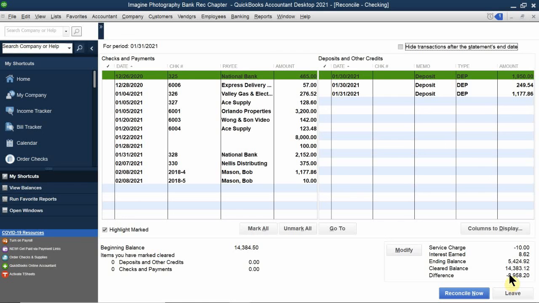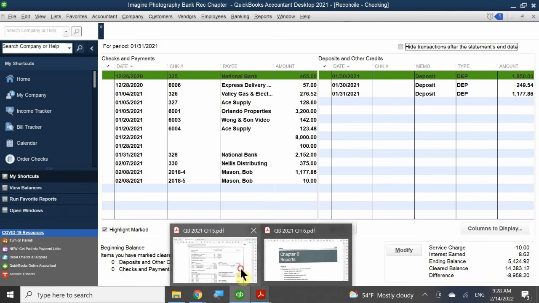You need to clear $8,958.20. That's how much difference there is from your beginning to your ending. So in this case, we need to see what actually cleared. That's where your bank statement is going to come into play.